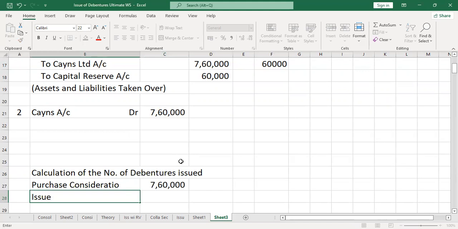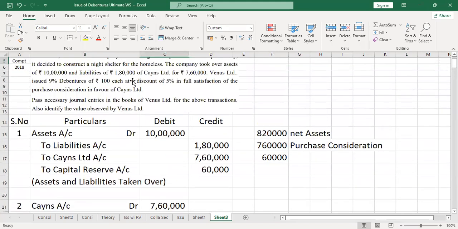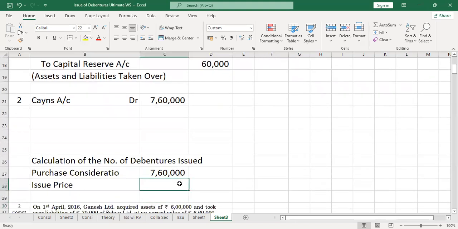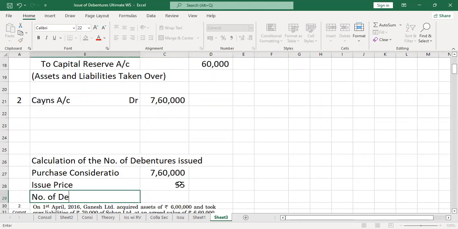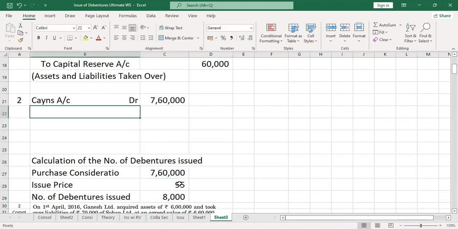And then you divide it by the issue price of the debenture. We're issuing 100 rupee debentures at a discount of 5%. So the issue price of one debenture will be 95. And therefore the number of debentures issued will be 7,60,000 divided by 95, which is 8,000. So you're issuing 8,000 debentures at a discount.